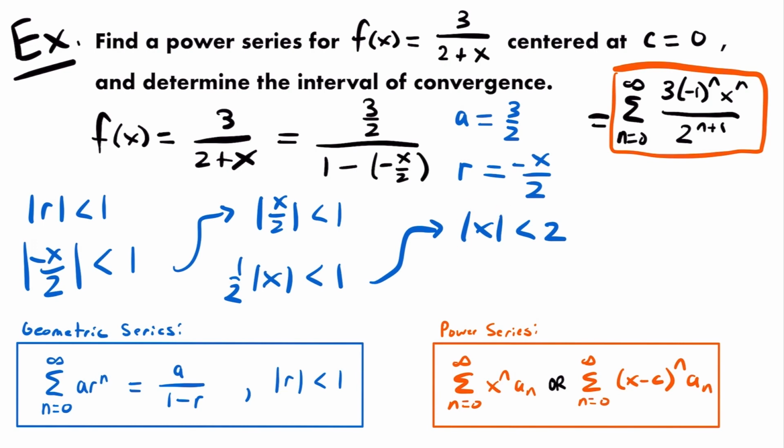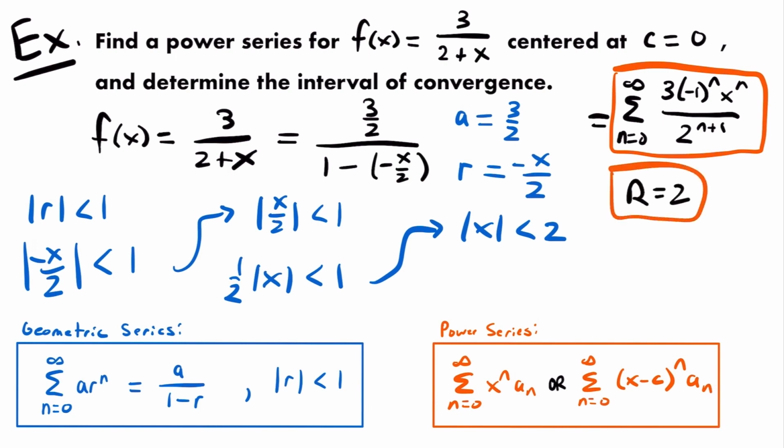We have the absolute value of x, which is the variable expression from our power series that's raised to the power of n. Since we have the absolute value of that expression and it's less than 2, the radius of convergence will be 2 for this power series. So you can make a note of that if you wanted to. The radius is equal to 2.